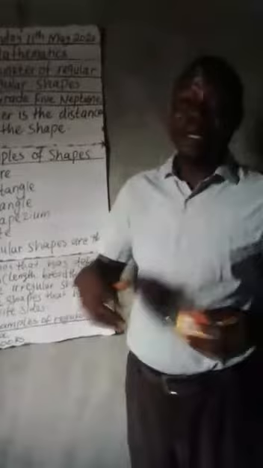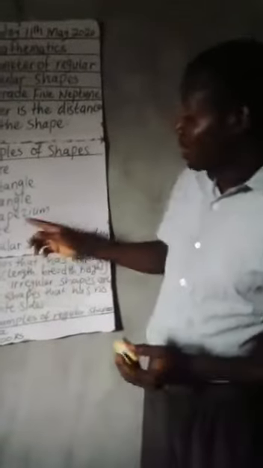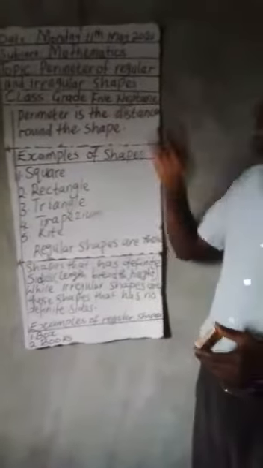We also have a triangle, which is an example of a shape. We also have a trapezium. We have a kite. These are a few examples of what? Of shapes. Now, coming to what we call regular shapes.